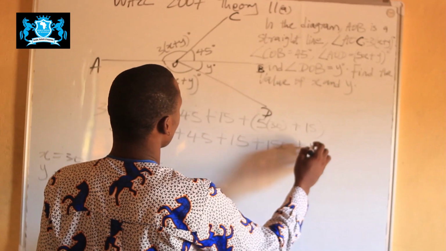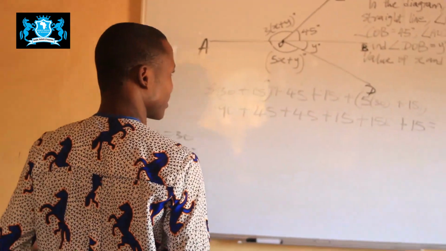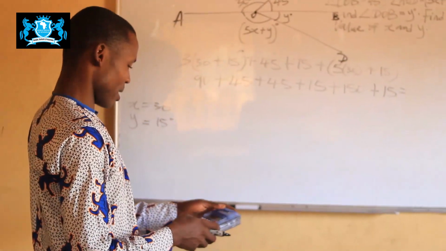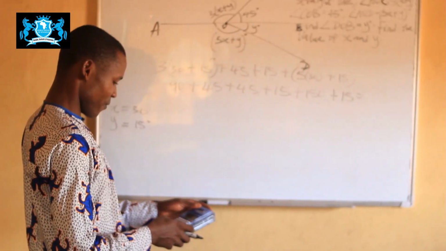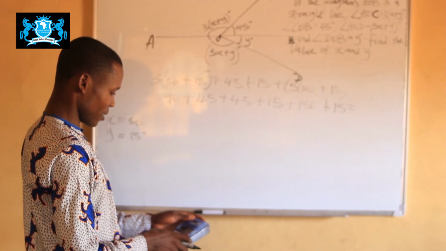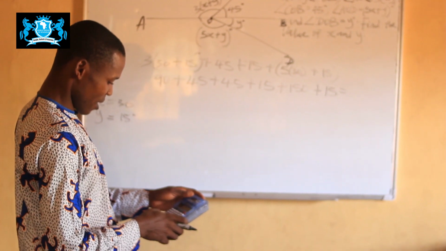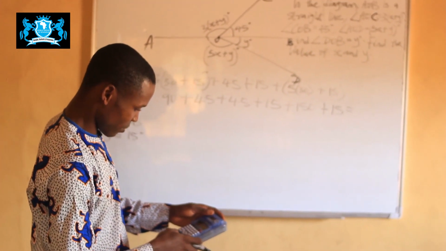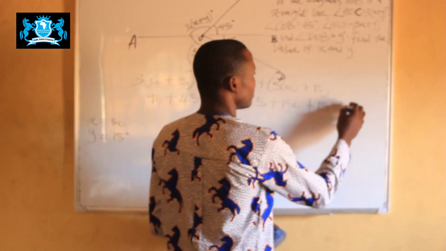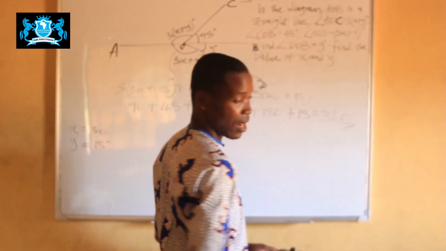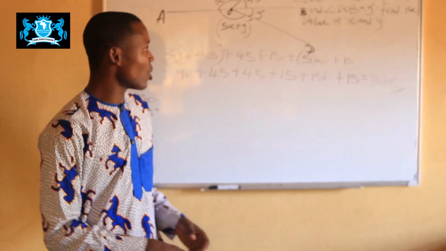plus 15. If we add everything and we get 360 degrees, then we are correct. 90 plus 45 plus 45 plus 15 plus 150 plus 15. We got 360 degrees. Then we are correct. This is the way to cross-check after solving to know if you are correct.